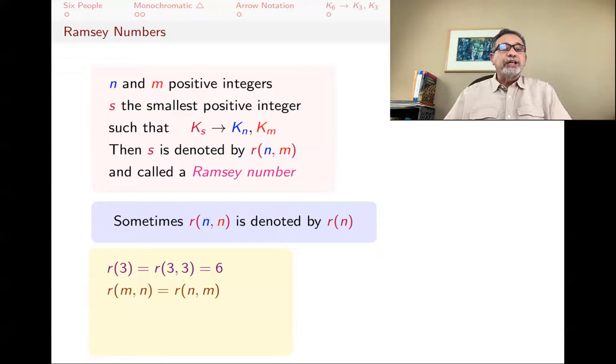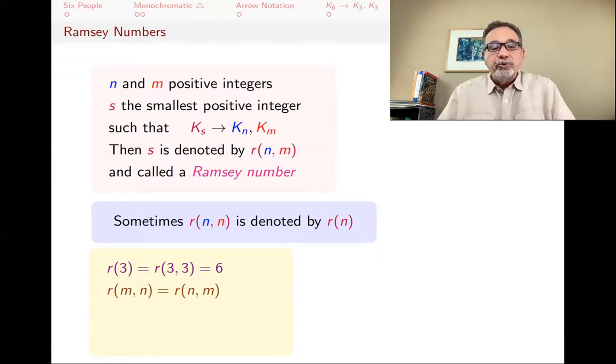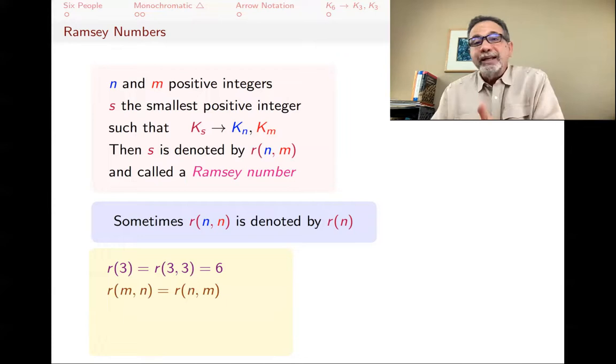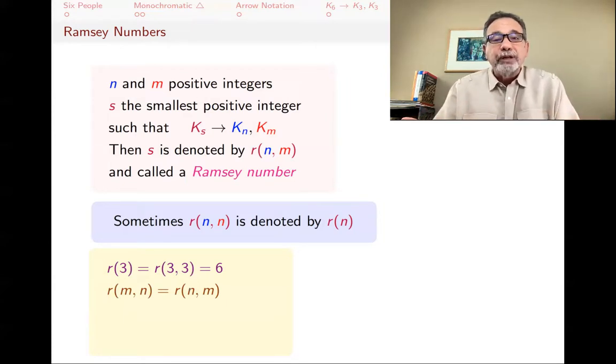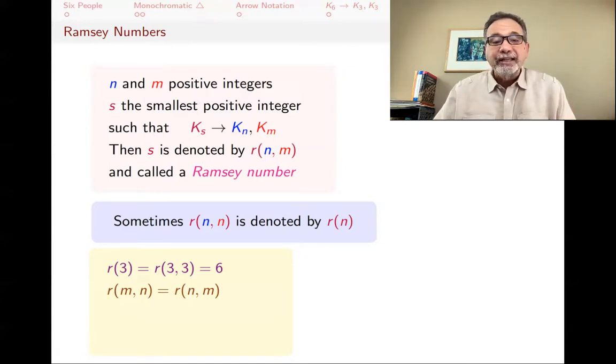It's also true that R(m,n) is R(n,m). If I can guarantee you, whatever S is, that R(m,n) guarantees you a blue Km or a red Kn, there's nothing so special about blue and red. You could just switch their places, and you will also be guaranteeing a blue Kn and a red Km. So R(m,n) and R(n,m) are going to be the same.